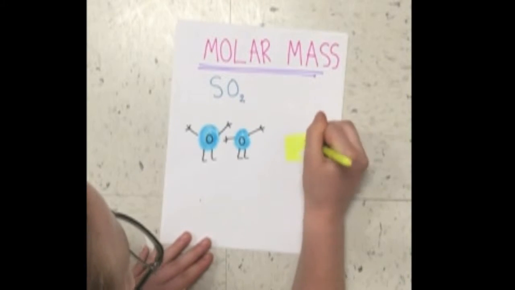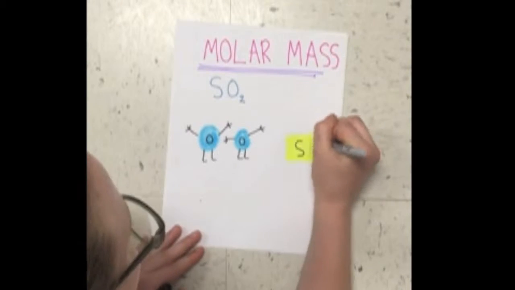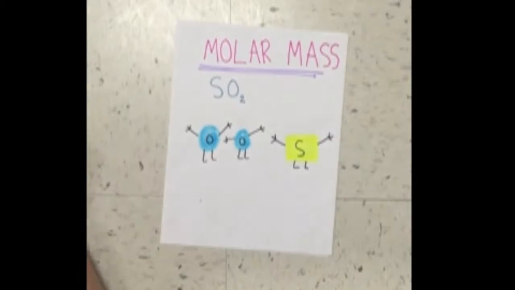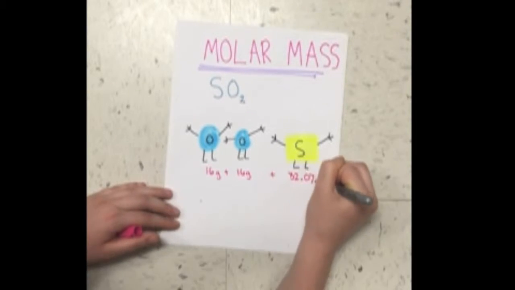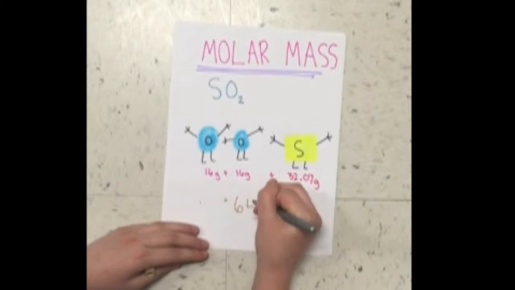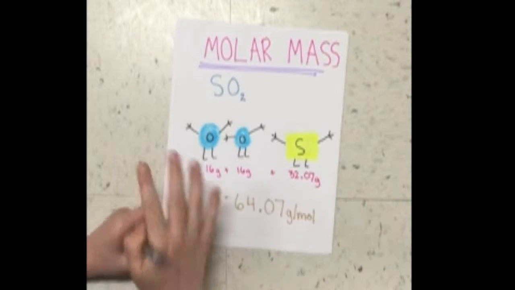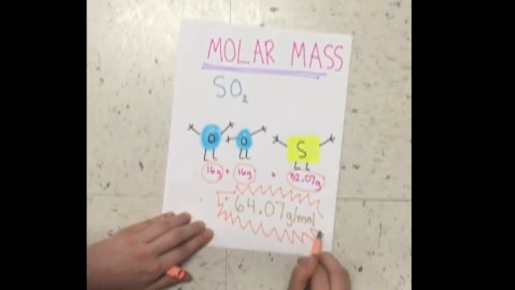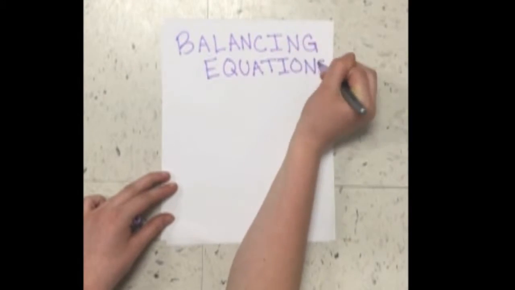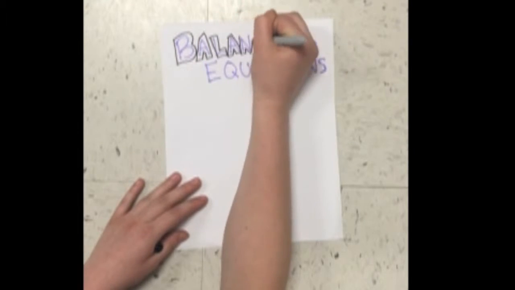For example, the molar mass of SO2, sulfur oxide, is 64.07 grams per mole, because the atomic mass of oxygen is 16, so 2 atoms of oxygen is 32. And the atomic mass of sulfur is 32.07. Since sulfur only has one atom, the molar mass equals the sum of 32.07 and 32, which is 64.07.